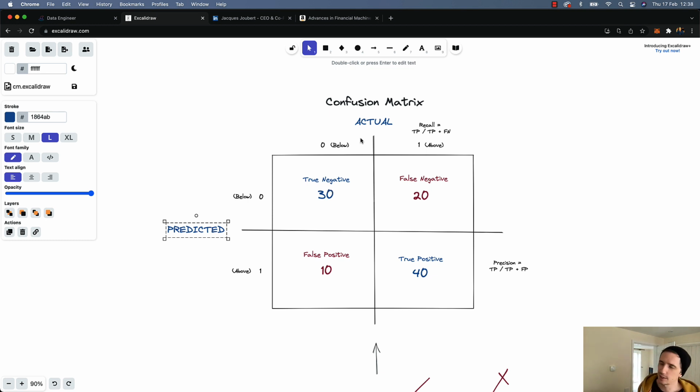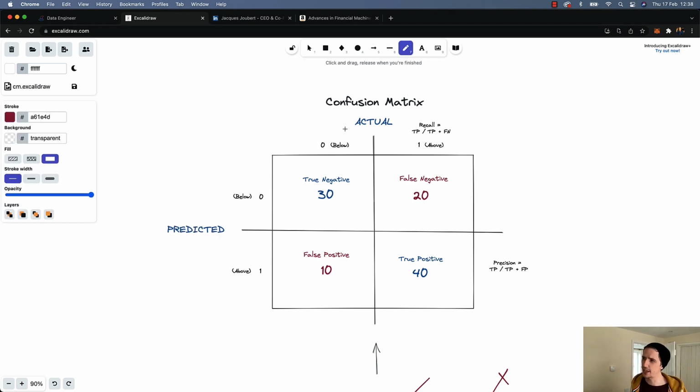So the top section here, and it depends on what site you're using or what algorithm you're using, is usually the actual, what actually happened. And the left-hand side here is predicted. What did your model predict would happen? So you can see with the actual, I've got the 0 and I've got the 1. The 1 being, will it be up? The 0, will it be below or down on the previous day or the current day? So that's what the actual is. So it's saying, okay, where everything was actually a 1, out of the whole data set, I got 40 of them right. And I predicted a 0 when it was actually a 1 20 times.